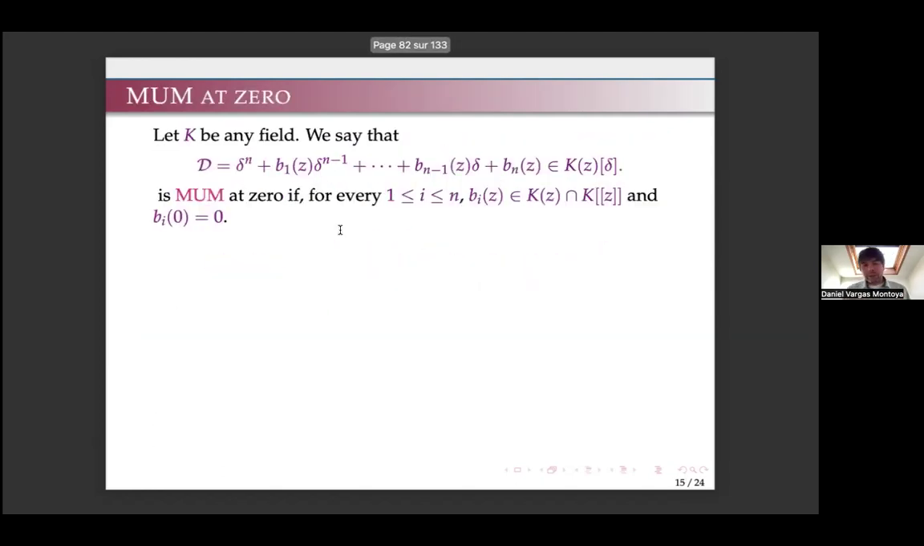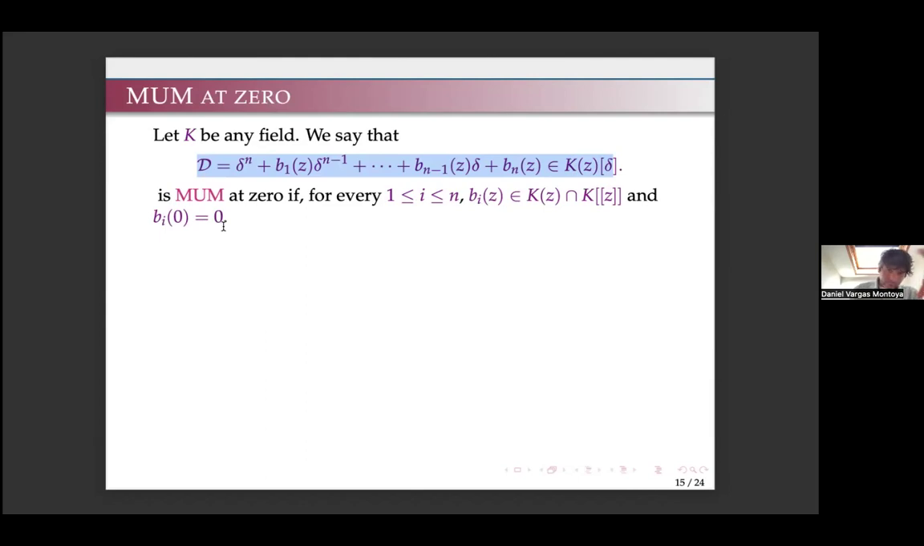So let me recall the notion of maximal unipotent monodromy at 0. Here we take k a field. We say that this differential operator with coefficients in k(x) is MUM at 0 if for every i, actually b_i is also a power series. That means 0 is not a pole of b_i, and the evaluation of b_i at 0 is 0 for all i.